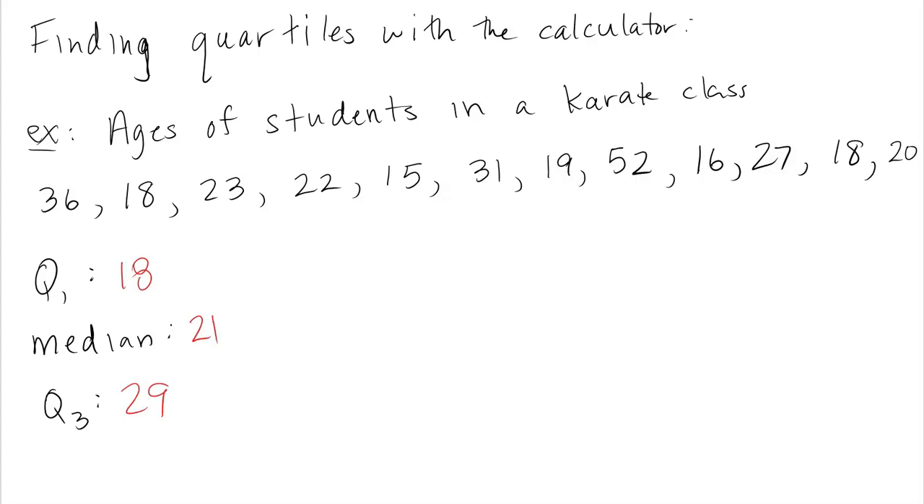What do these numbers mean? A first quartile of 18 says that the 25th percentile for this data set is 18. So in other words, no more than 25% of the students are less than 18 years old. And if you look carefully, there are only 2 students who are less than 18 years old, and 2 out of 12 is less than 25%. It's not exactly 25% because of the repetition, but it's as close to 25% as we can get without going over.